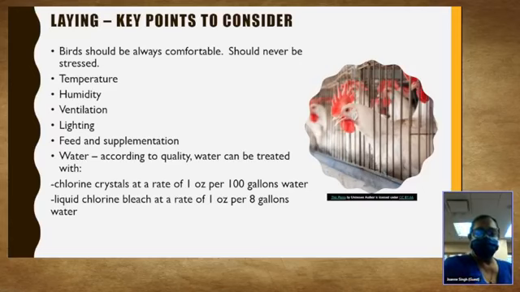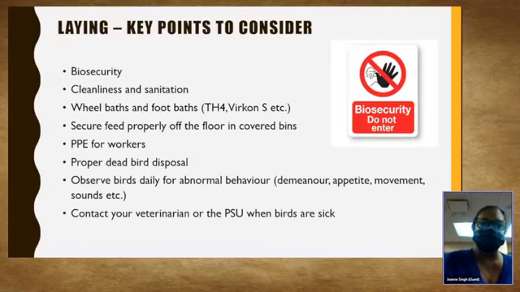Your water quality is very important as well. For instance, if you're using water from a pond or so, you can use chlorine crystals at a rate of 1 ounce per 100 gallons of water to make the water potable, right? Or liquid chlorine bleach at a rate of 1 ounce per 8 gallons. So you can make your water more potable for your birds by just doing these simple things.